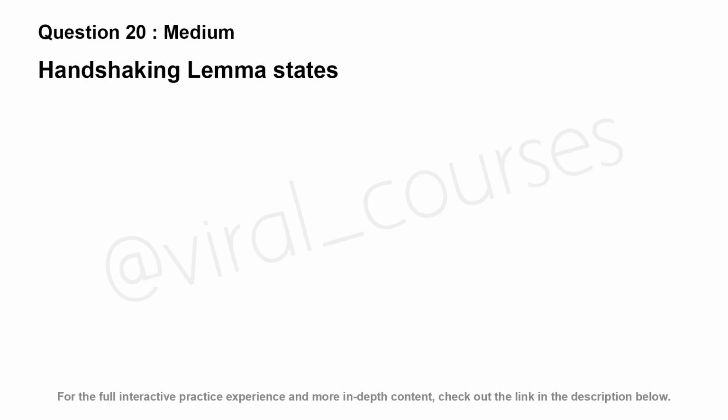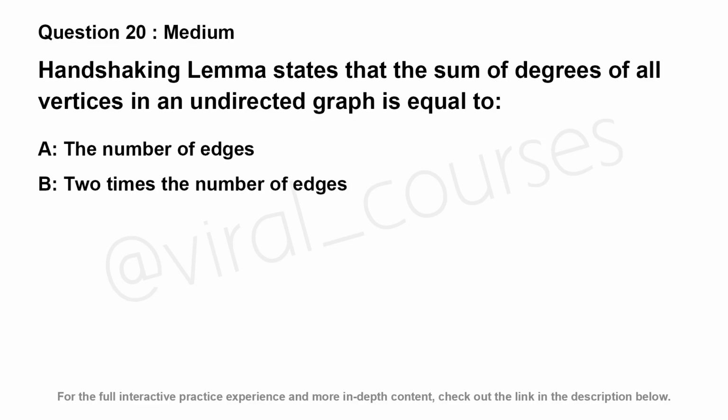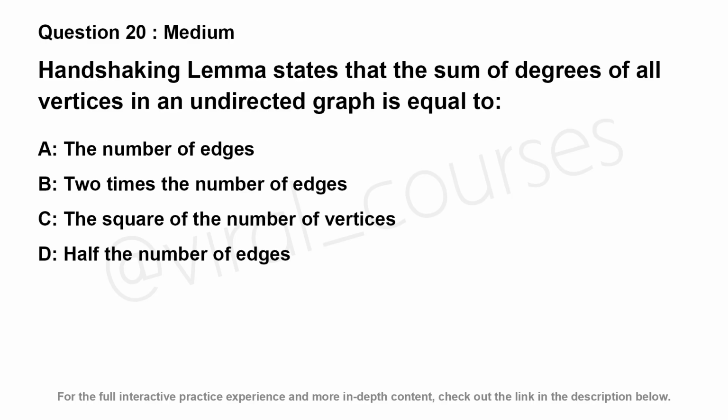The handshaking lemma states that the sum of degrees of all vertices in an undirected graph is equal to: Option A, the number of edges. Option B, 2 times the number of edges. Option C, the square of the number of vertices. Option D, half the number of edges.